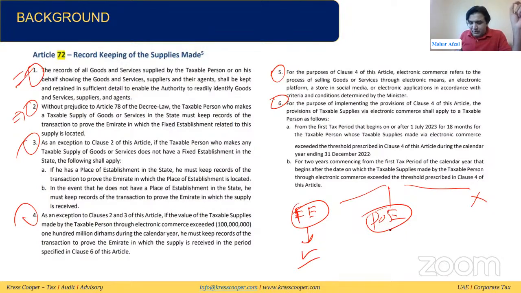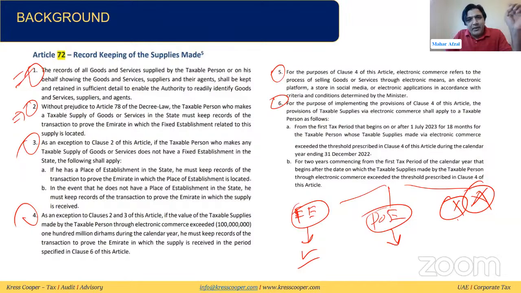If there is none, then we need to look into the place of establishment. Where there is a place of establishment, we need to report. The law says the person must keep records of the transaction to prove the Emirate in which the place of establishment is located. In the third case, where there is no fixed establishment and no place of establishment, we say that where these supplies are being received, it may be goods, it may be services, we need to report in the respective Emirates. So this is the general rule.